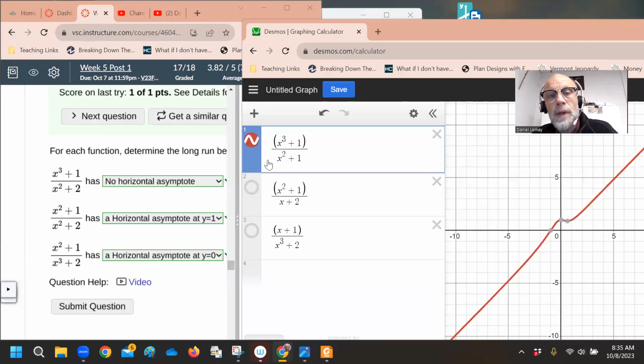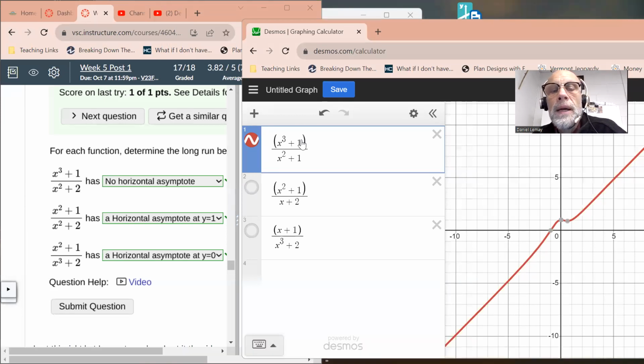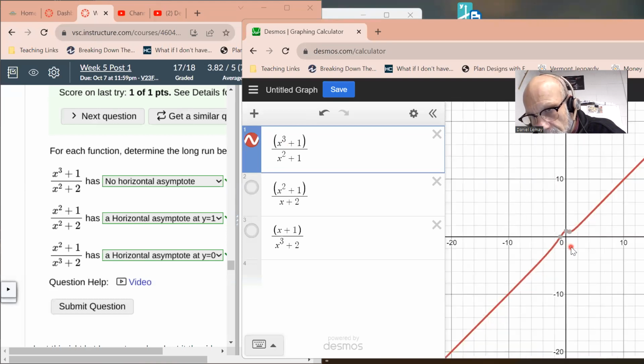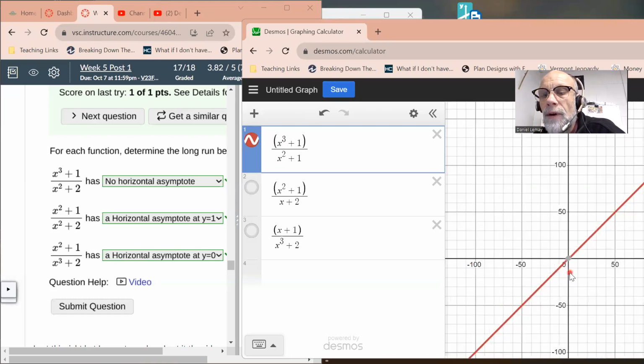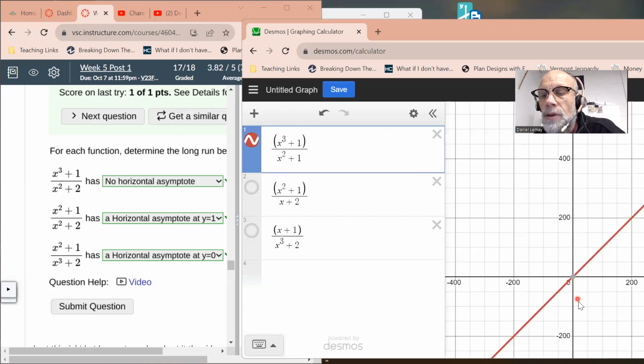So for this first one, what I want you to see is that we call this a top-heavy function, because the numerator has a larger degree than the denominator. So if I go way out to infinity here, well, we can't get to infinity unless we're Chuck Norris, right?